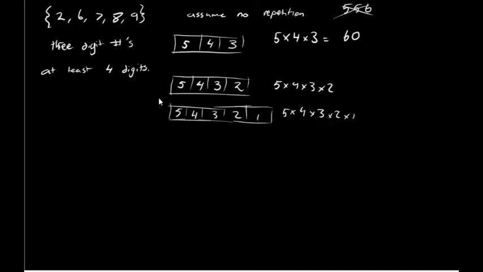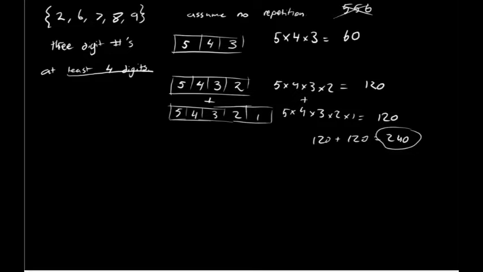Okay, so I'm going to work them out and then add the totals. So 5, 4, 3, and 2 will give me 120 different ways. And 120 plus 120 gives me 240 different possibilities of having at least 4 digits.